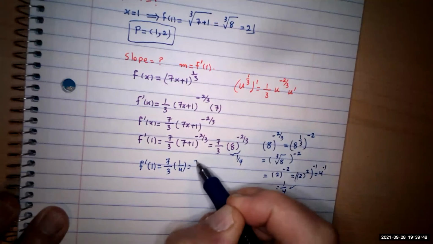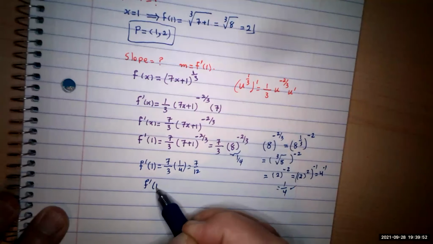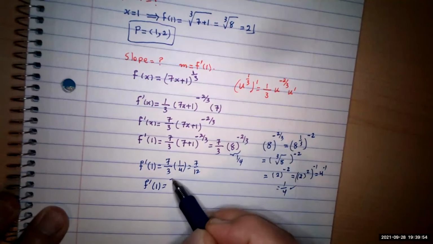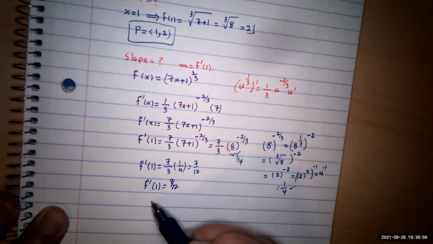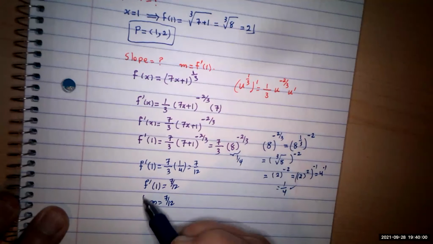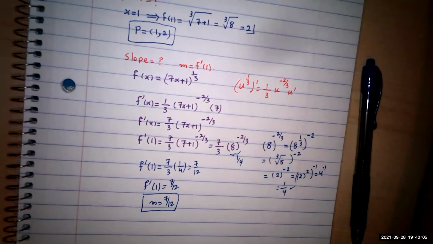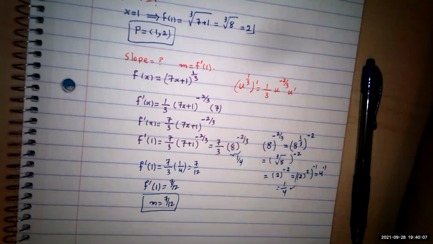So now the result is going to be 7/12. So f prime of 1 is equal to 7/12, and that gives you the m, the slope of a tangent line. Okay, any question?